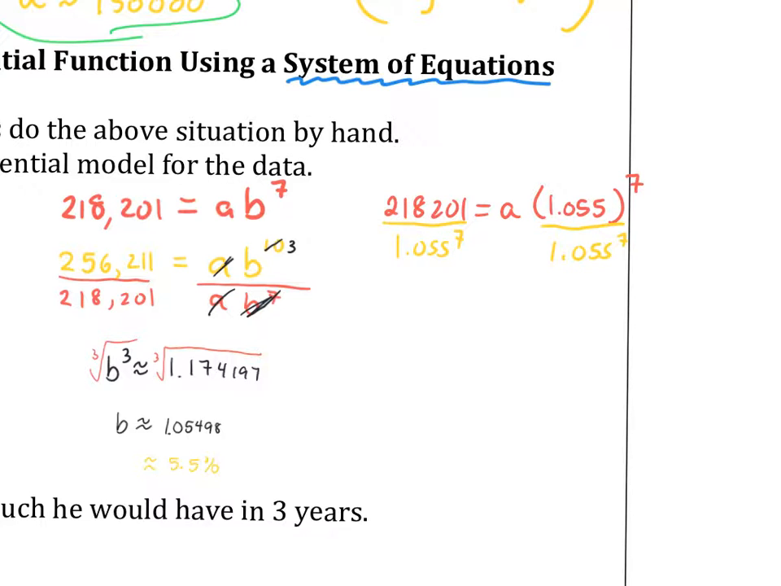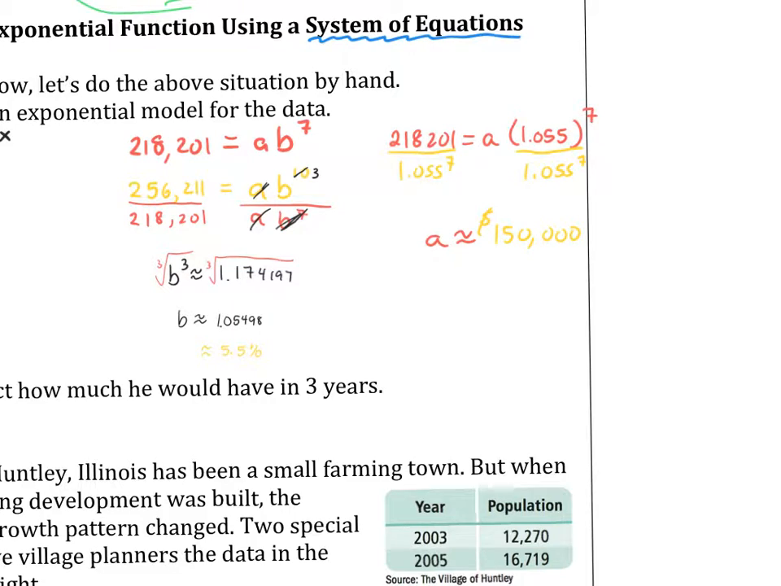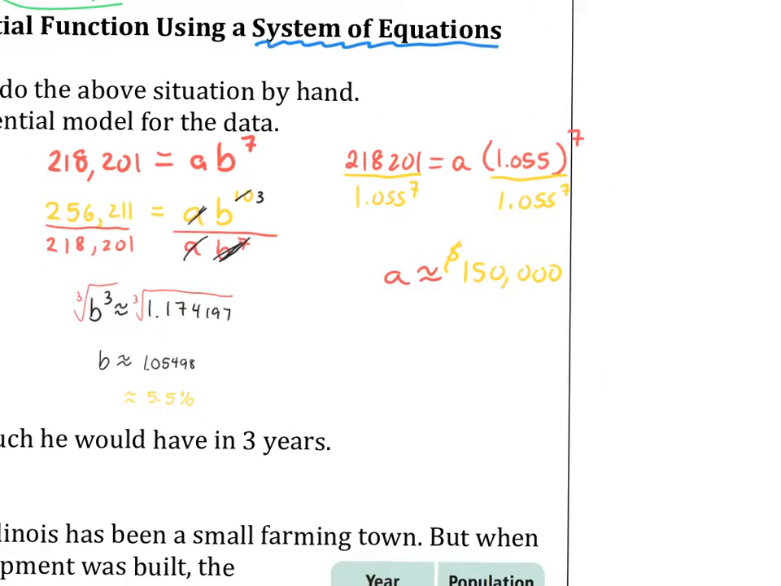So A is going to be approximately, and that's just a calculator thing right there, just plug it in. B is $150,000, my initial amount. Are we done? No, now we just have to plug it back in. So here's our final result.